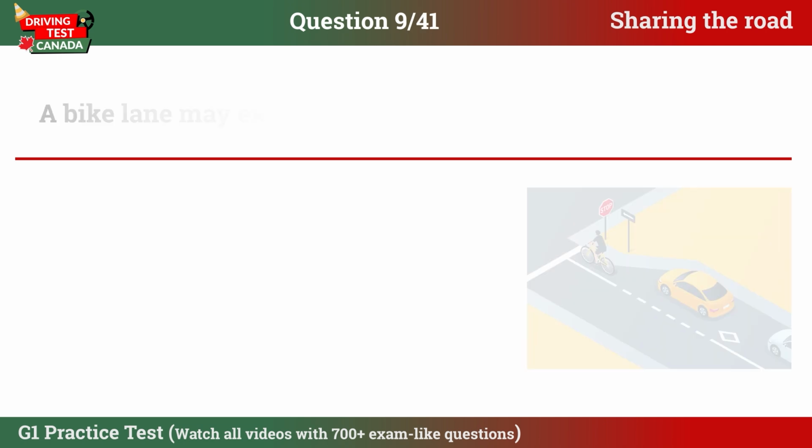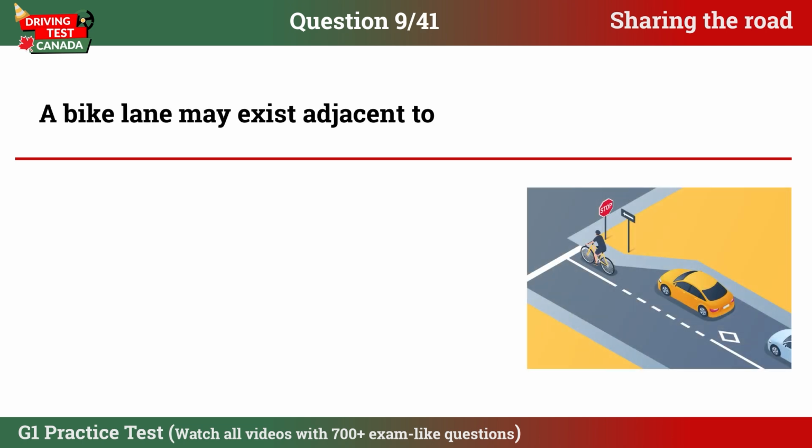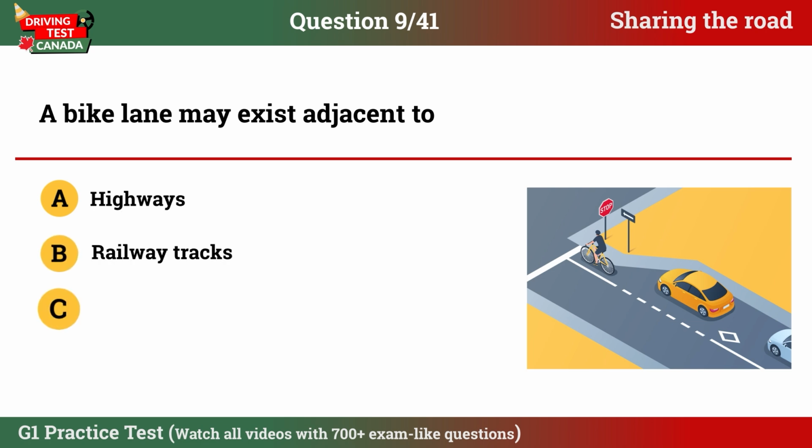Question 9. A bike lane may exist adjacent to A. highways. B. railway tracks. C. parking bays. D. all of the above.